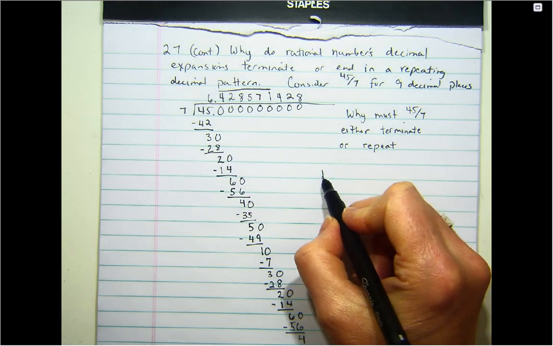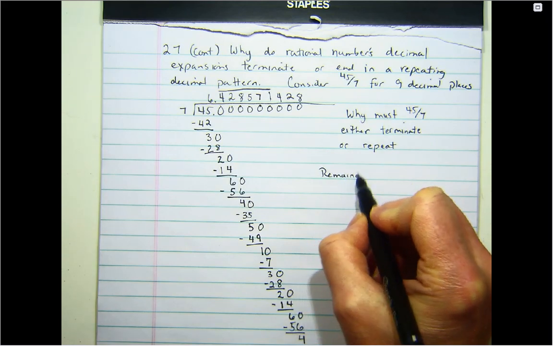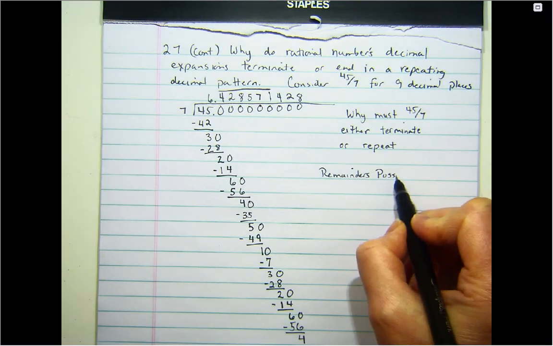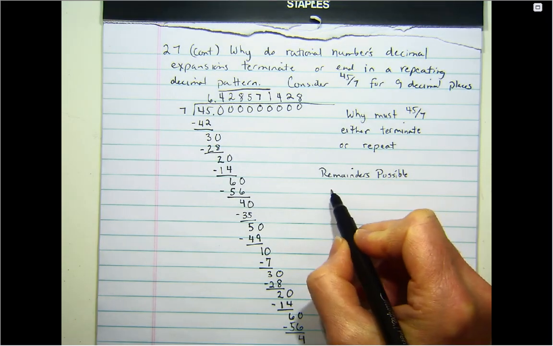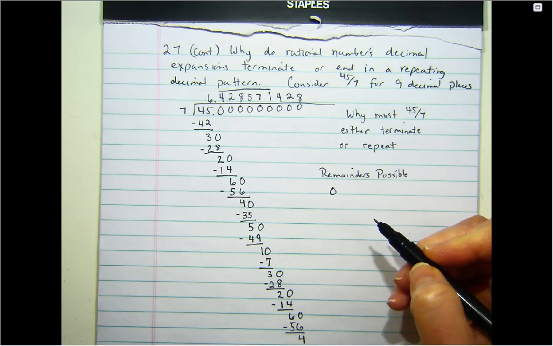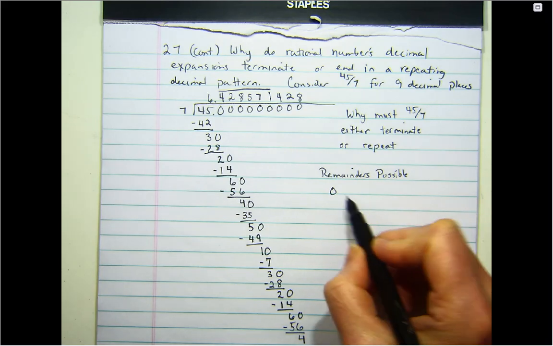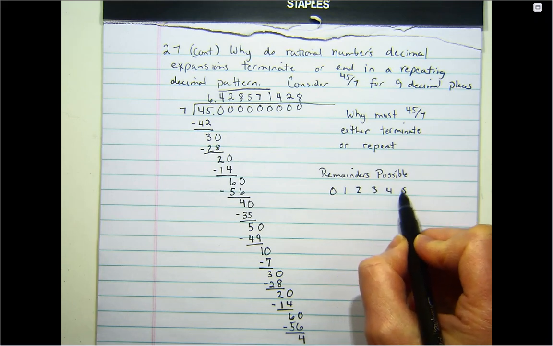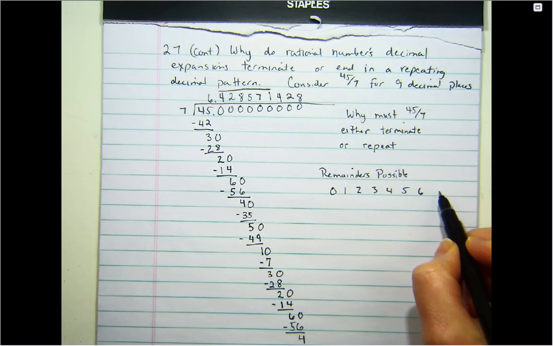Let's look at the remainders. Let's look at possible remainders. Okay, we could have got 0, then it could have just terminated. Or we could have gotten 1 or 2 or 3 or 4 or 5 or 6. Could I have had a remainder of 7? No, not a remainder of 7. Why couldn't I have had a remainder of 7 or 8 or 9 or anything?